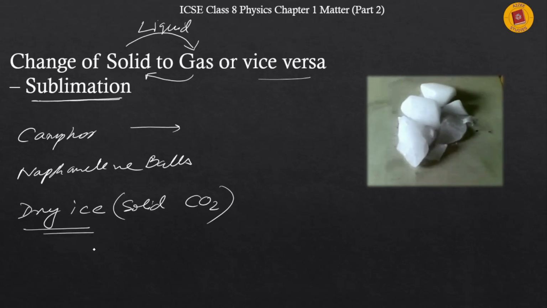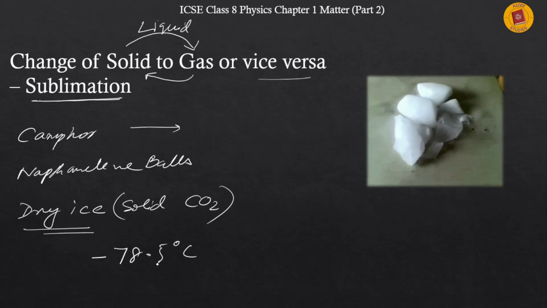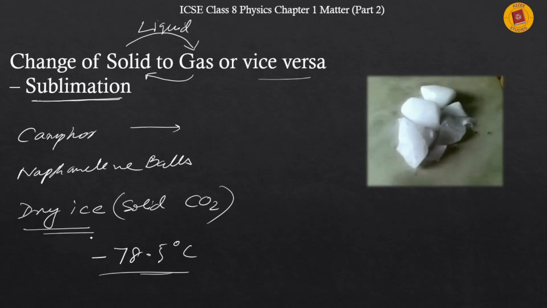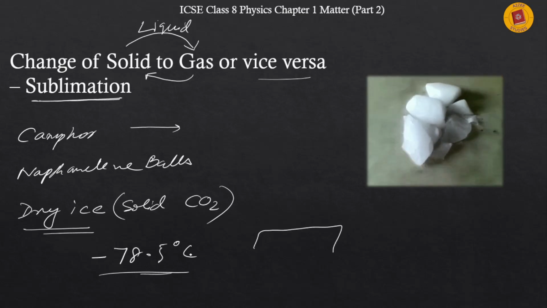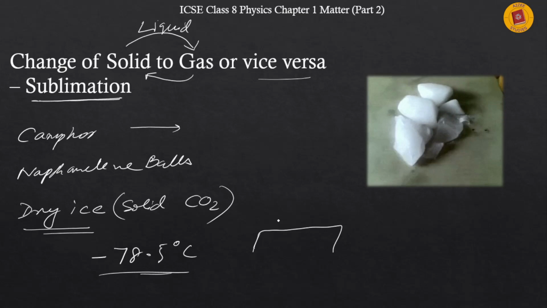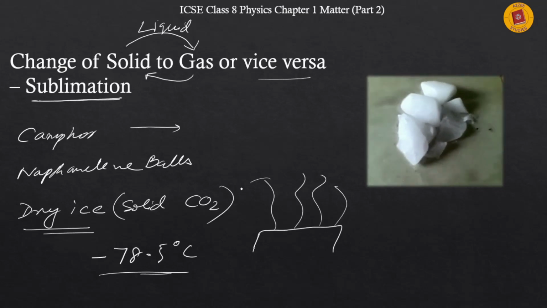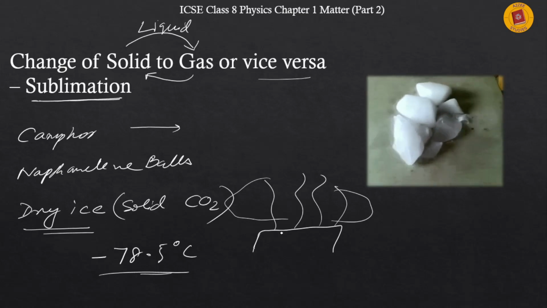The melting point of dry ice is minus 78.5 degrees centigrade. It's extremely cold, right? So if we keep it at room temperature, since the room temperature is of course more than minus 78.5 degrees centigrade, you will see that fumes are rising. It leads to a cloud of gases. So it does not come to the liquid state but changes directly from the solid to the gaseous state. Okay.